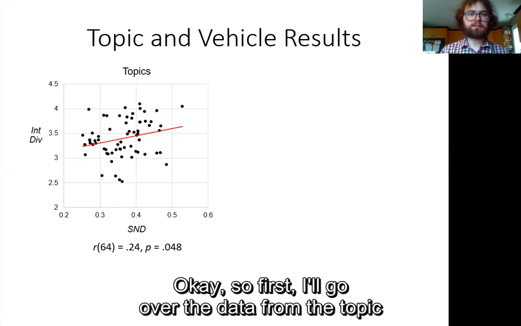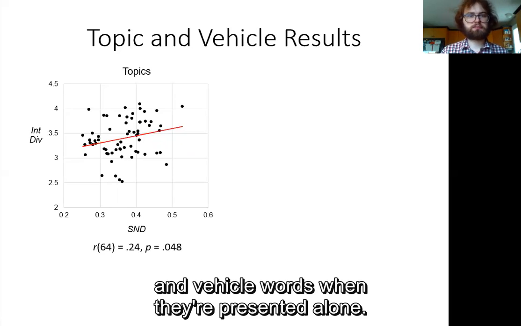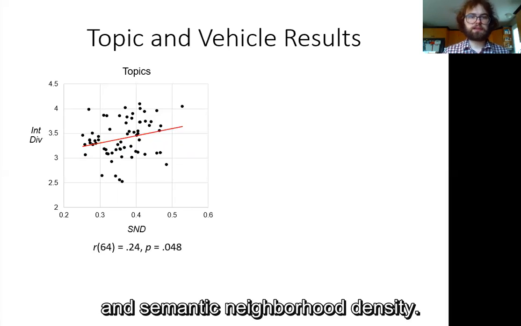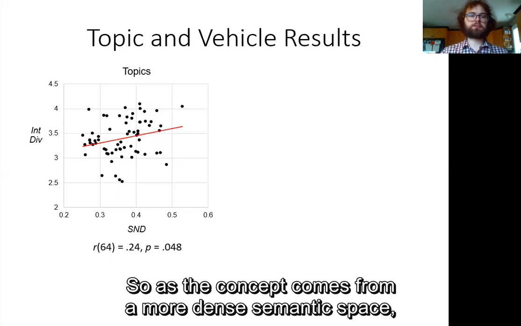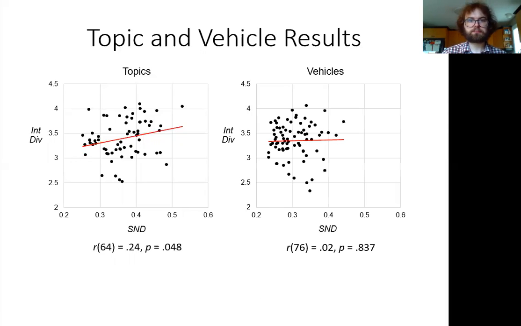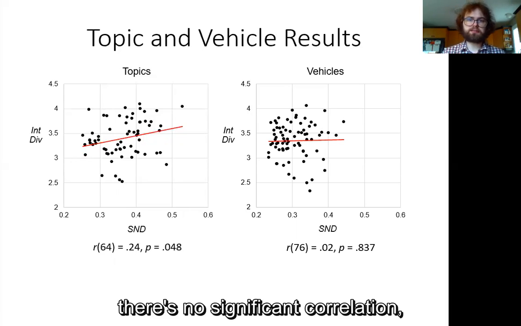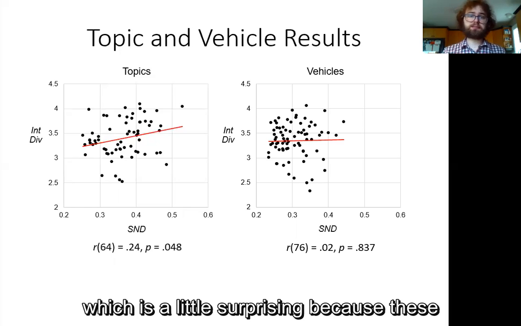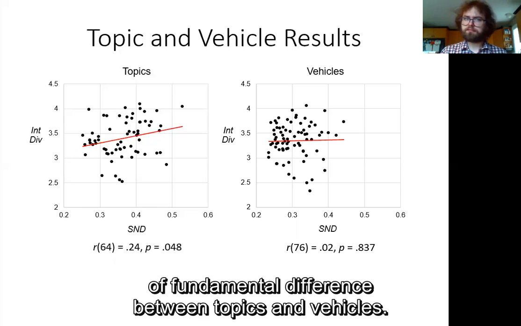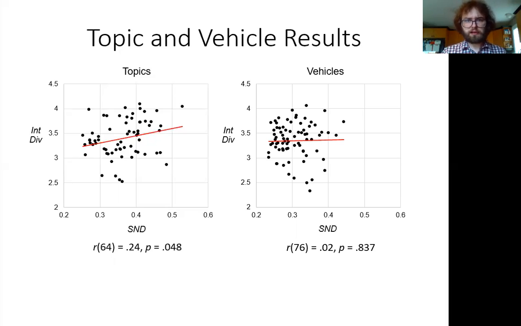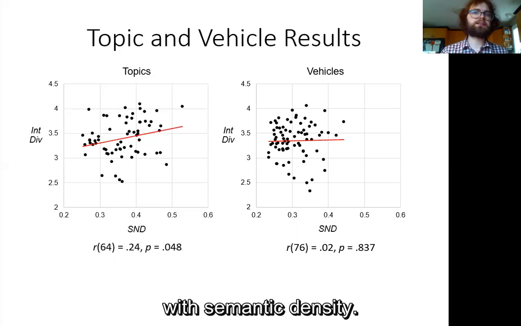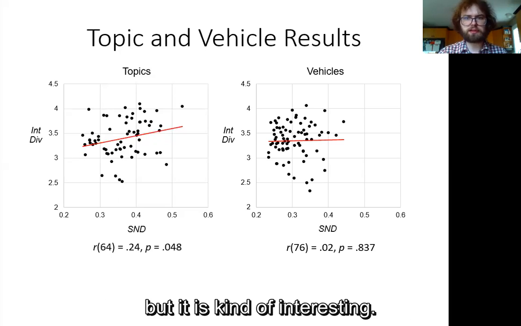Okay, so first I'll go over the data from the topic and vehicle words when they're presented alone. So with the topic words, you get a significant positive correlation between interpretive diversity and semantic neighborhood density. So as the concept comes from a more dense semantic space, you get a higher diversity of features. Now, interestingly, for vehicles, there's no significant correlation, which is a little surprising because these are single words as well. So we kind of expected them to behave the same way. So this suggests there's some type of fundamental difference between topics and vehicles. Topics do tend to be more abstract words, so potentially that's why they interact more with semantic density. So we weren't really expecting this, but it is kind of interesting.